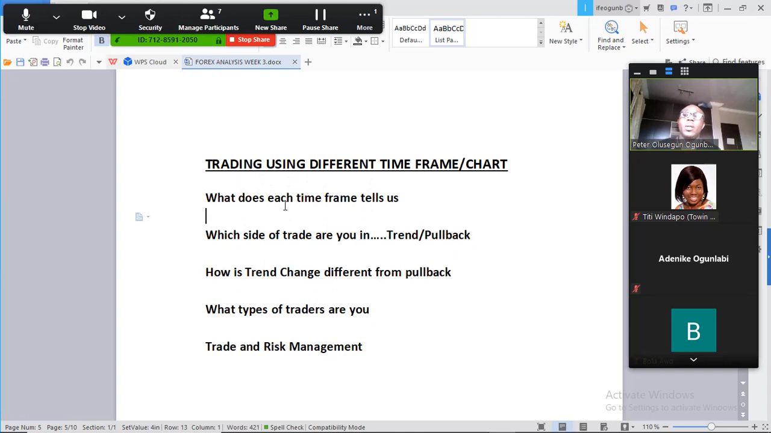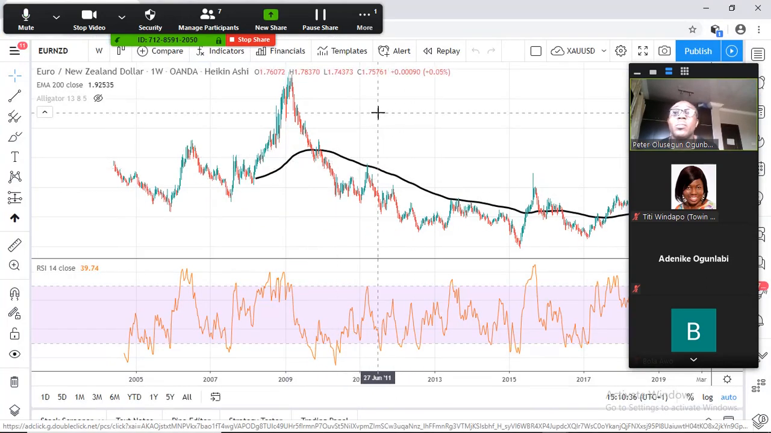I told us we'll be covering these. We'll be looking at what each time frame tells us, which side of the trade you are in, a trend or a pullback. What is change of trend? How is that different from pullback? And what types of traders are you? Then the trade and risk management. Those are the things we'll be looking at.